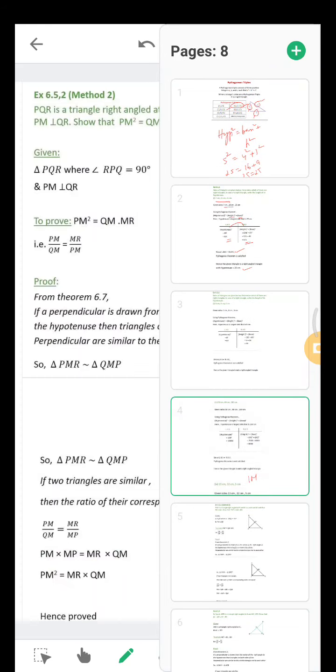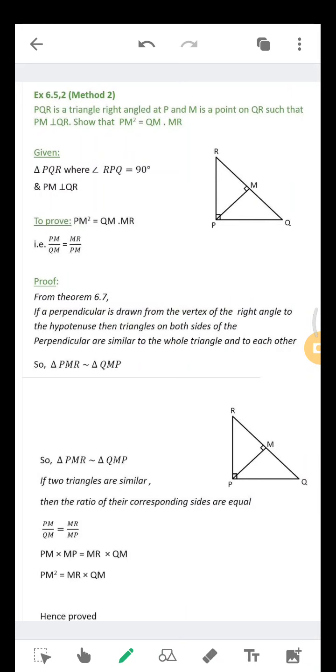Then going to the next question now, question number 2 of exercise 6.5. This problem also we have done, the same thing we have done in theorem number 6.7. Okay, those who are clear with theorem 6.7 will surely not have any doubt in this problem. So we are going to use the same steps which we used in theorem 6.7. So let's proceed with this question now.